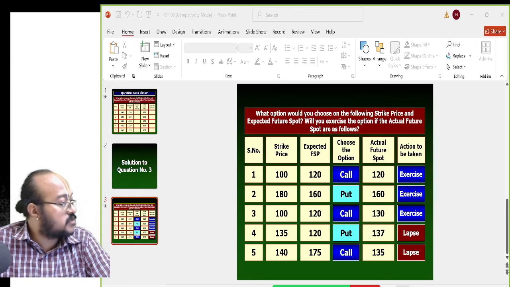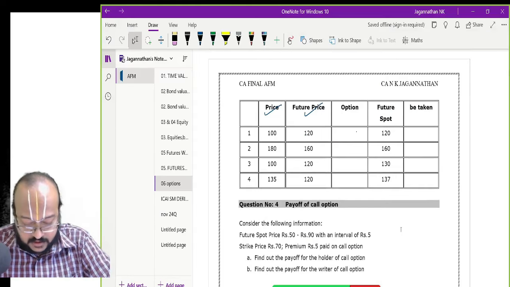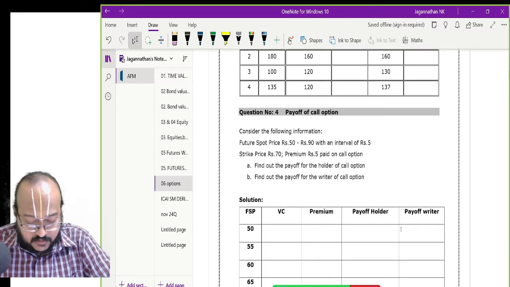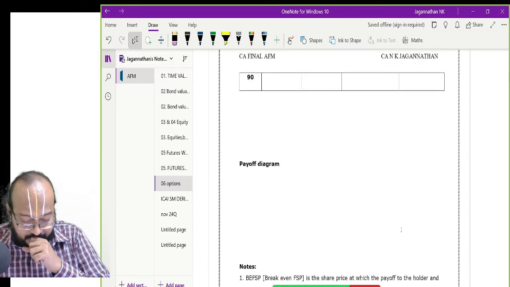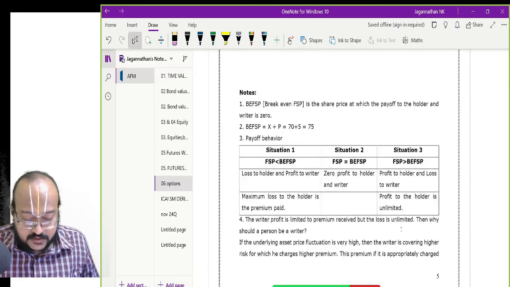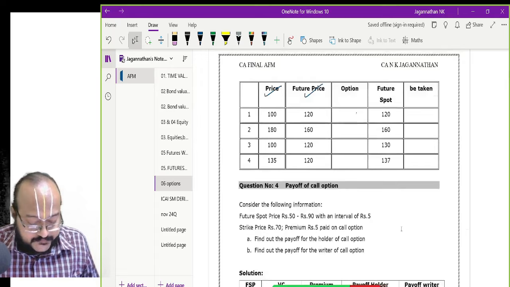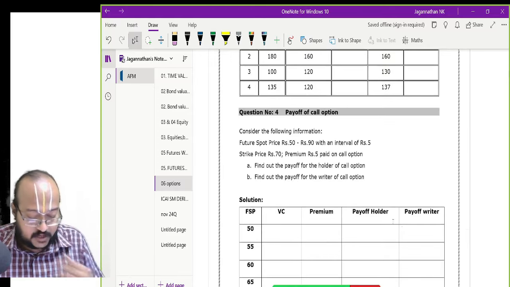Okay, see, one more thing I want to discuss. One more session. Question number 4, 5, 6, and 7 are basic concepts only. And we will discuss a concept called break-even FSP. Then we have option strategy.